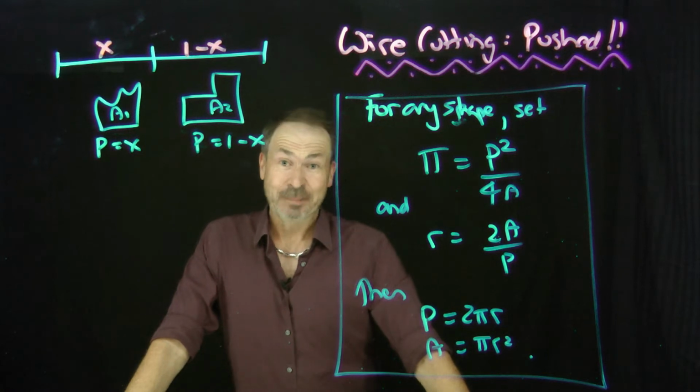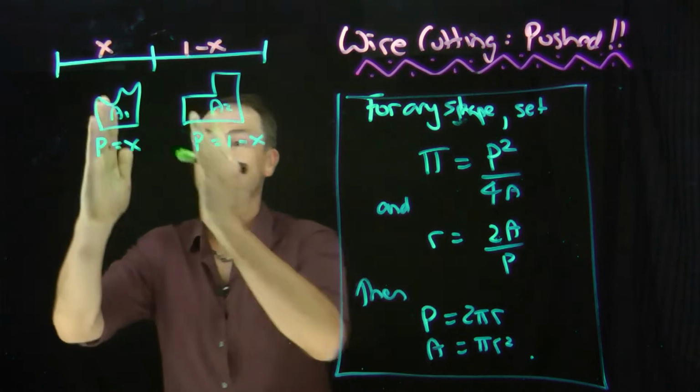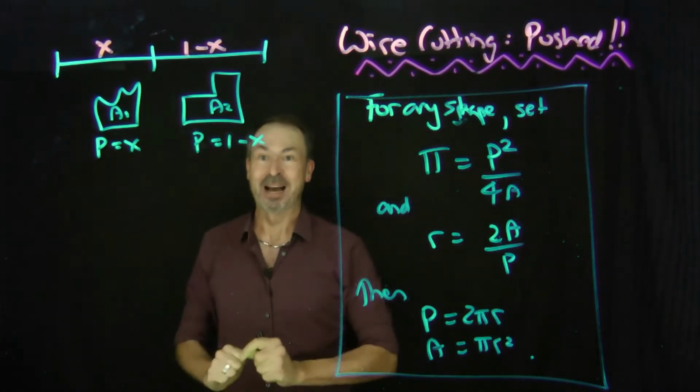Okay, let's do the wire cutting problem yet again, but this time let me associate everything with the pi values of the shape. This shape has a pi value. This shape has a natural pi value. I will phrase it in terms of those pi values.